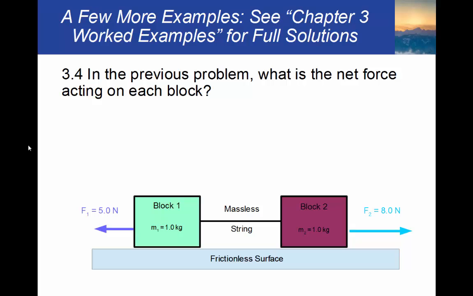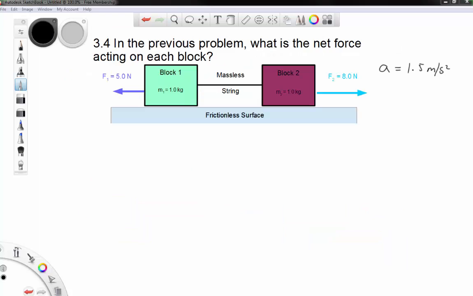In that previous problem that I just worked, the immediate follow-up question would be, what is the net force that acts on each one of these two blocks that are accelerating? Well, we can apply Newton's second law to each block individually. So you have one system that's just block number 2, you have one system that's just block number 1. And let's look at those in turn.